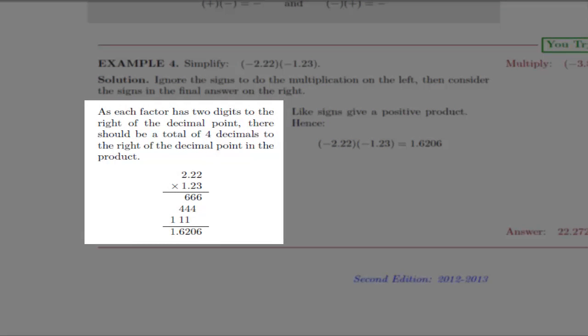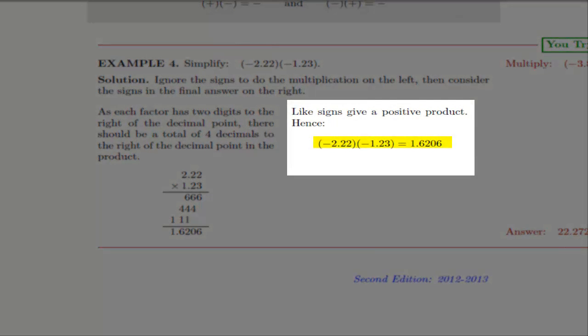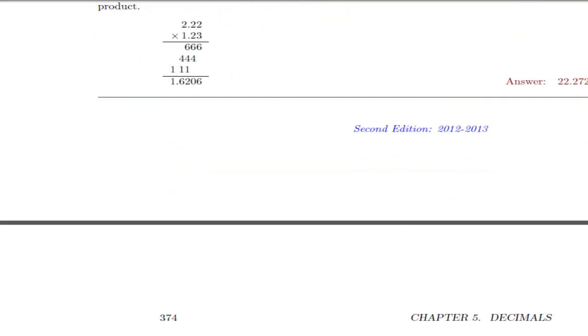So if we treat the decimal numbers as whole numbers, we have 123 times 222. Multiplying these together, we get 16,206. Then we place a decimal point with 4 digits to the right. The like signs give us a positive result, so the product of negative 2 and 2200ths times negative 1 and 2300ths is 1 and 6,206 10,000ths.